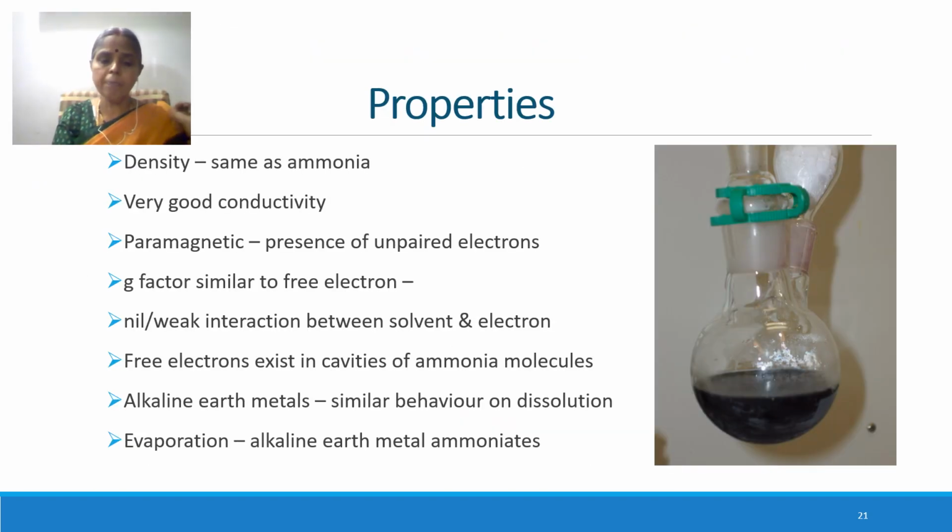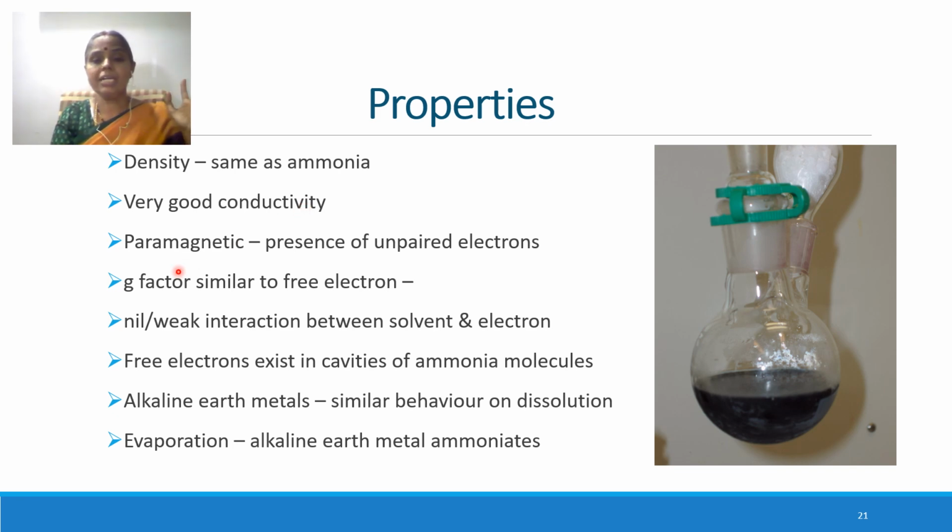What are the properties of alkali metals in liquid ammonia? The density of the solution containing alkali metal in liquid ammonia is the same as ammonia. There is no increase in density. They have very good conductivity. There are free electrons, free ions, so they are very good conductors.